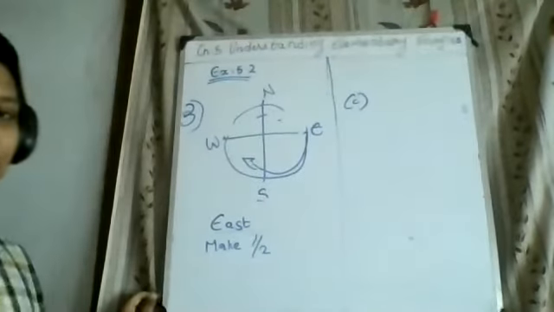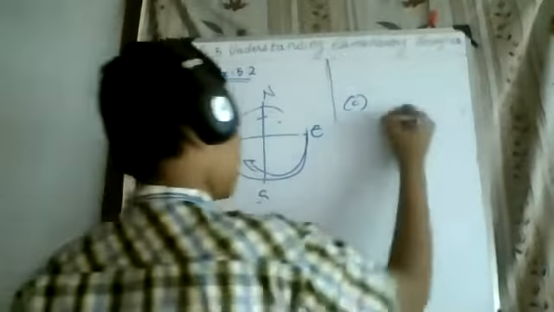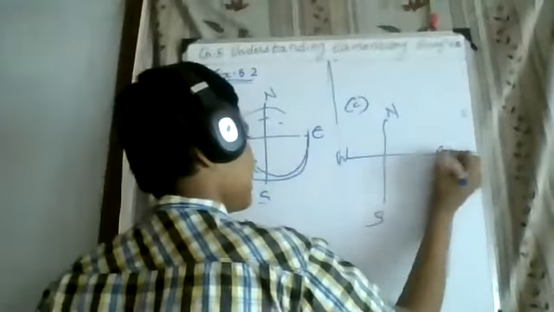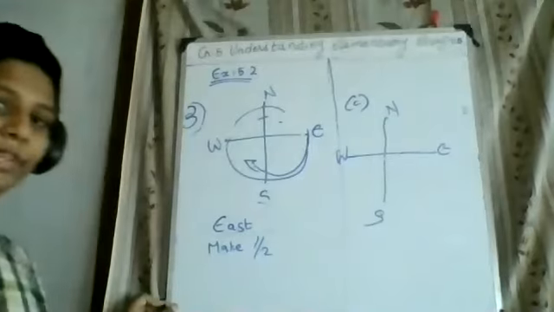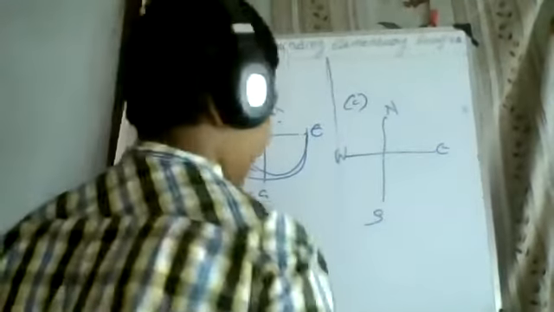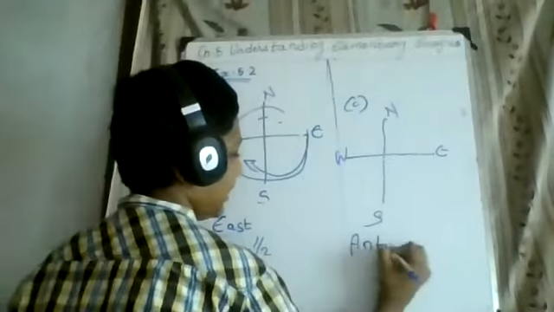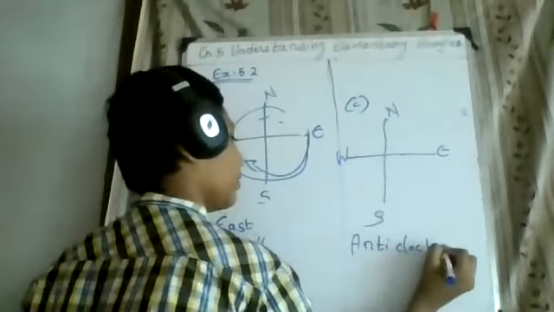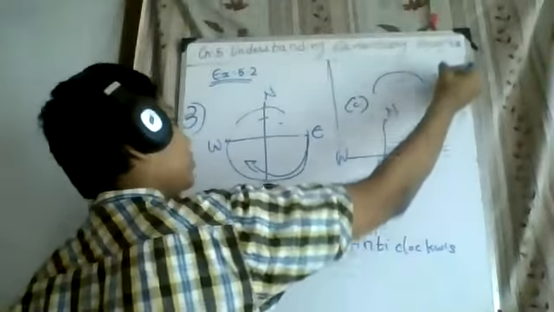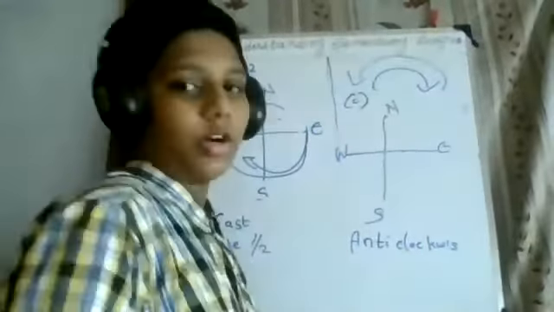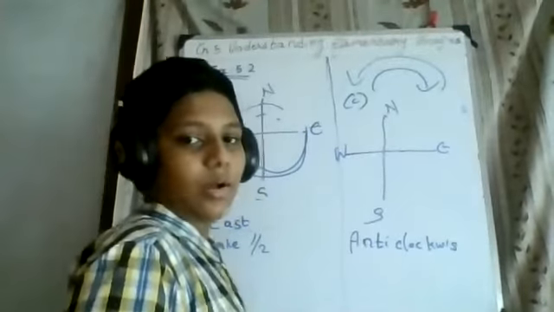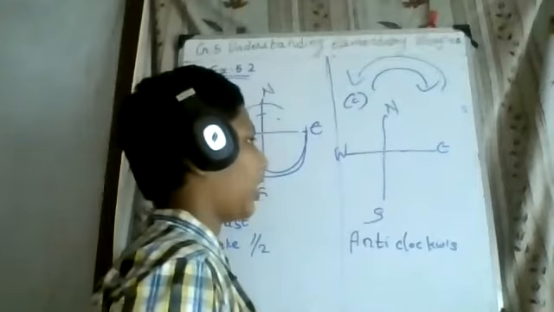Let us see question number C. West and make 3/4 of the revolution. You know the directions, I guess: north, south, west, and east. Listen, they had mentioned the direction anti-clockwise. Clock will move in this direction, and anti-clockwise will move in this direction. Now, west: move 3/4 of the revolution anti-clockwise.